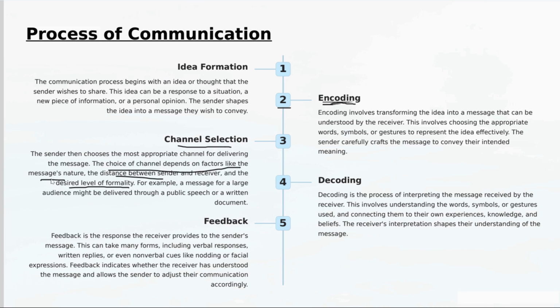Right. If the message is of utmost importance, or the message is between, suppose, the FBI and the RAW, then the message will be encoded in a manner that it can be understood only by the specific persons involved.